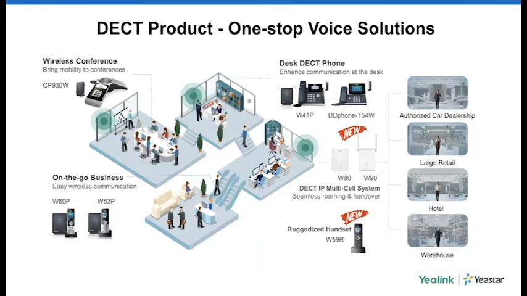And we also have below there a ruggedized handset from Yealink, known as the W59R. Obviously, this particular model is dust, shock, and water resistant. So a very, very handy product for things such as warehouses, where you can imagine there being a lot of machinery, and often the phone can physically fall out of your pocket, and you can damage it. So this works really well in those sorts of environments.